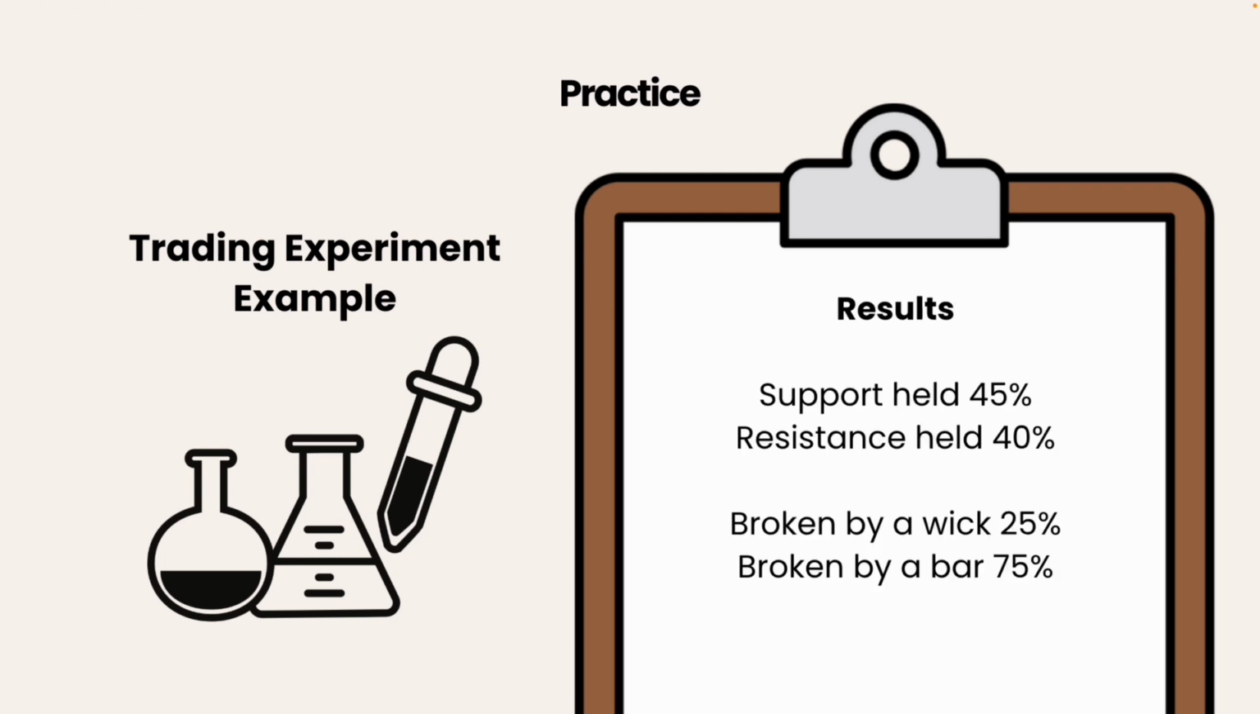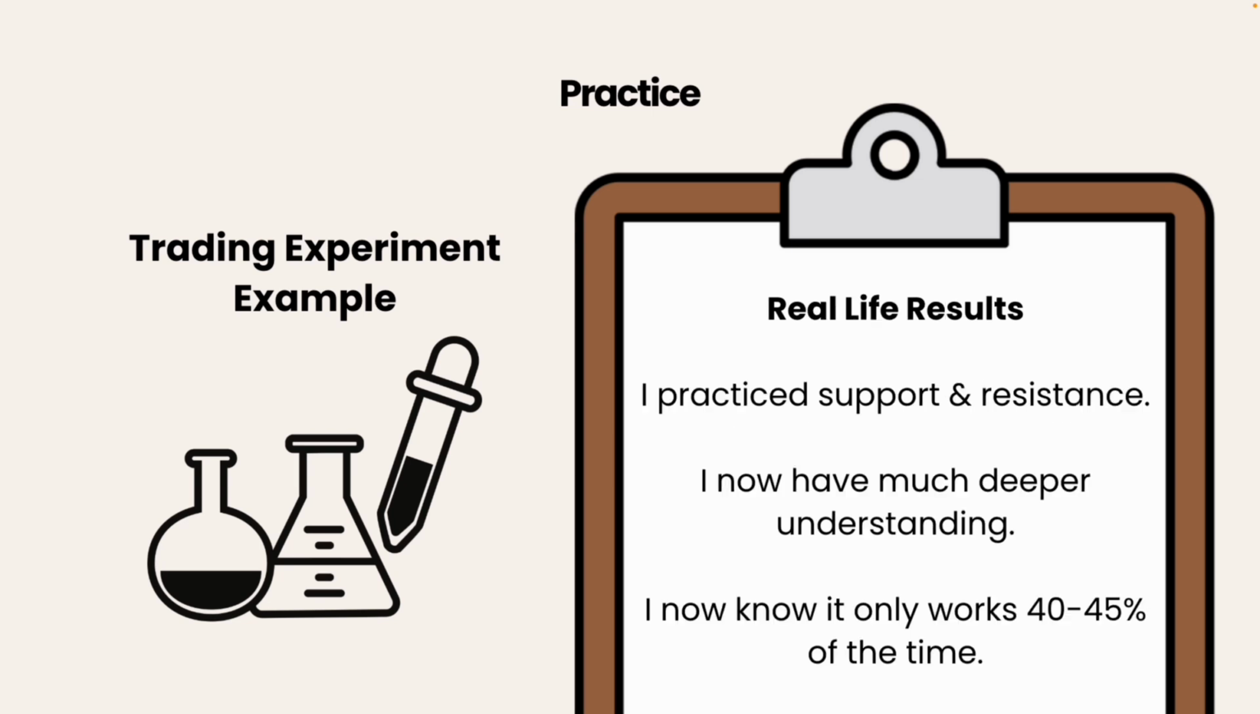And the results I found is that support held 45% of the time, resistance held 40%, and it was broken by a wick in 25% of the time and by a bar in 75% of the time. So what this helped is this actually made me practice support and resistance, and now I have a much deeper understanding of it. And I know now that it only works 40 to 45% of the time, so I can use that when I'm trading.